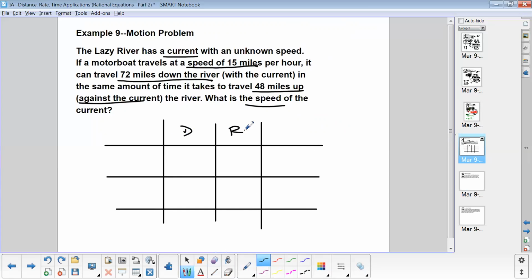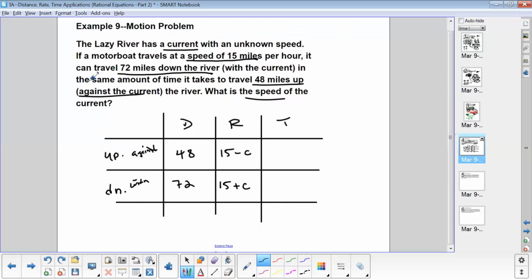We've got our distance, our rate, and our time, and what we have again is upriver and downriver. Upriver is against the current, and downriver is with the current. So we know that the speed is 15 miles an hour. If I'm going against the current, then I'm going slower, so it's going to be 15 minus c, and if I'm going down, or with the current, it's going to be 15 plus c. Now this is 72 miles down the river with the current, and this would be 48 going against.